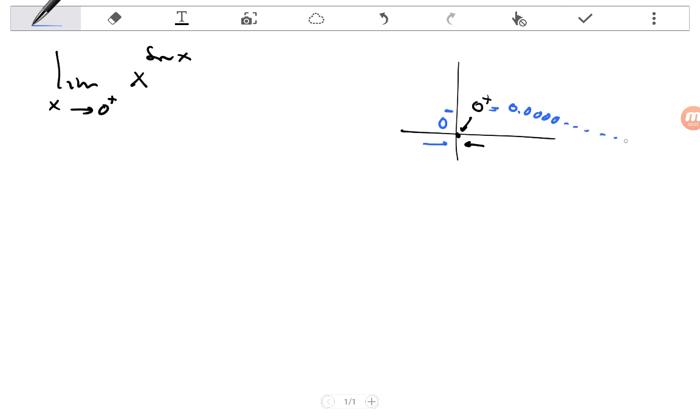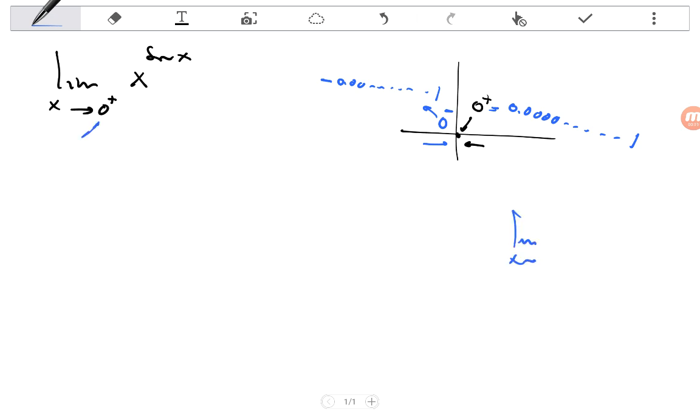0 plus is just like 0.00001 and so on. Okay, and this 0 minus is just like minus 0.00001 and so on. Okay, we will know now why did we put it 0 plus, not 0 in general.